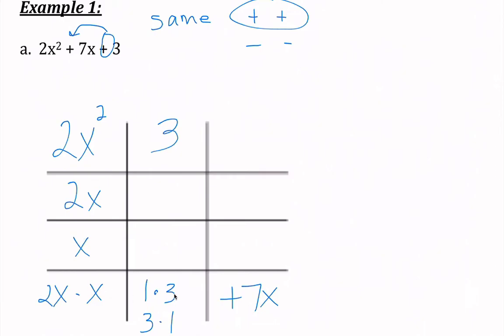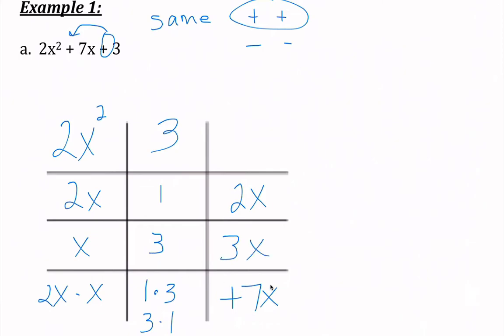I don't know which one of these options it's going to be, so I'm going to try the first one. I'm going to put a 1 and a 3. After you do this for a while, you could probably start doing a lot of this in your head and it gets quicker. But for now, I'm going to start with the 1 times 3. All right, so then what we do is we multiply across. 2x times 1 is 2x. X times 3 is 3x.